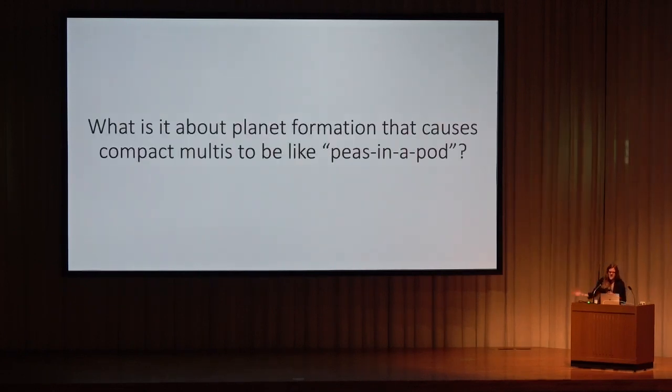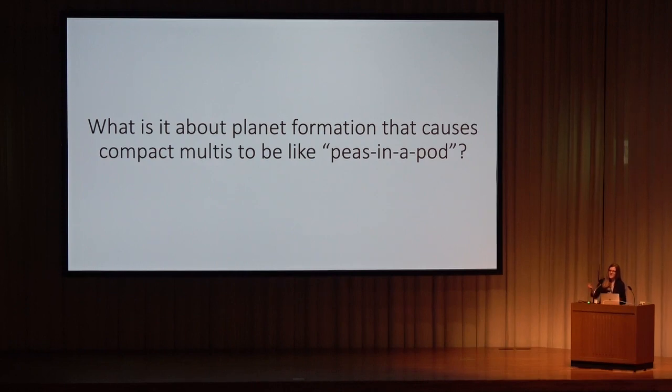Okay, so I've now reviewed the observations of compact multis and discussed their intersystem uniformity at length. I think the fundamental question that surfaces then is, what is it about planet formation that makes compact multis be like peas in a pod? And this tendency towards intersystem uniformity has to be tied to specific fundamental processes in planet formation. So this question was really at the heart of our chapter.